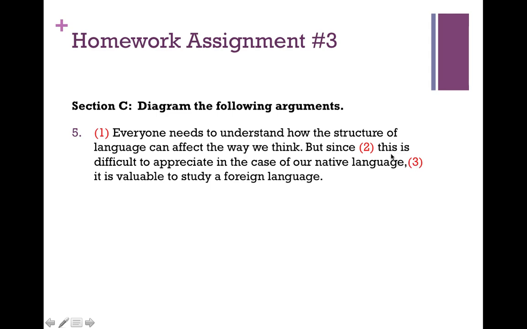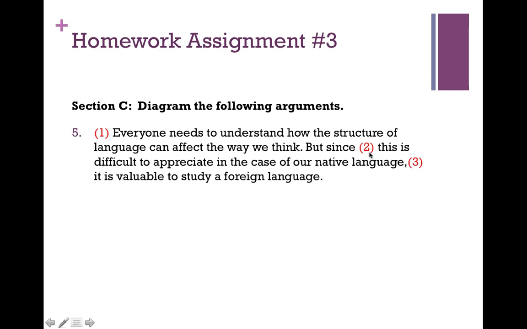If I just said it is difficult to appreciate, of course, this refers to this idea that the structure of language can affect the way we think. So if I said the structure of language is difficult to appreciate, how the structure of language can affect the way we think in our native language, therefore, it is valuable to study a foreign language. It doesn't seem like 2 is really doing much by itself to support 3.